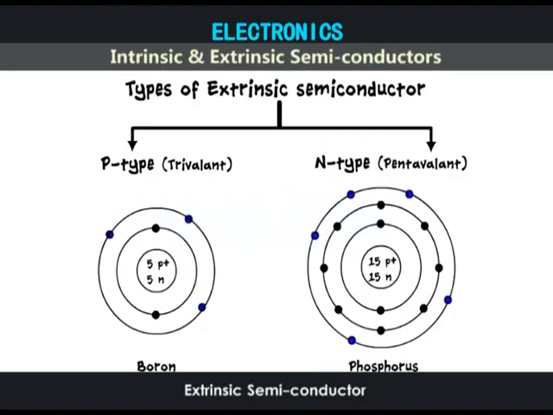The next type is an n-type extrinsic semiconductor. Here, the impurity atom will have 5 electrons in the outermost energy shell. But silicon requires only 4 electrons to complete its bonding. So we shall have an extra electron in the structure. So we get a net negative charge due to this extra electron, hence the name n-type.